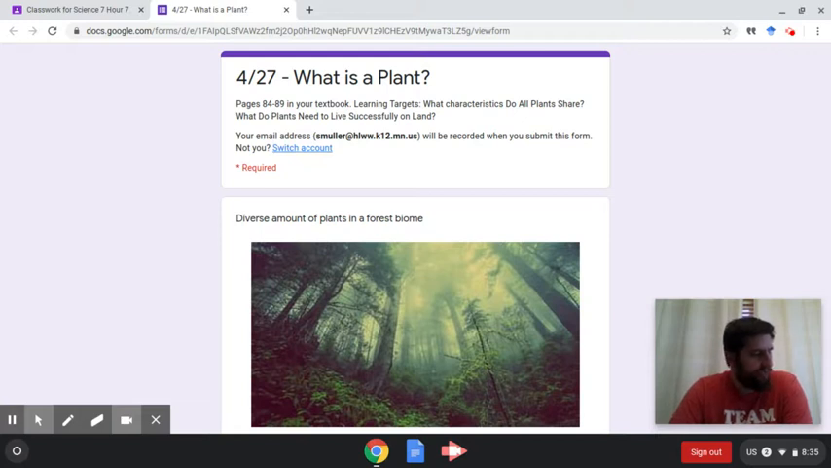Tomorrow, I believe we're going to get to classifying plants. So we're going to talk about the characteristics of different types of plants, because not all plants are the same. There are ones that are vascular and non-vascular. There are seedless plants that reproduce without seeds, and there are seeded plants that reproduce with seeds, and there's a big variety of plants. So we're going to talk about that starting tomorrow.